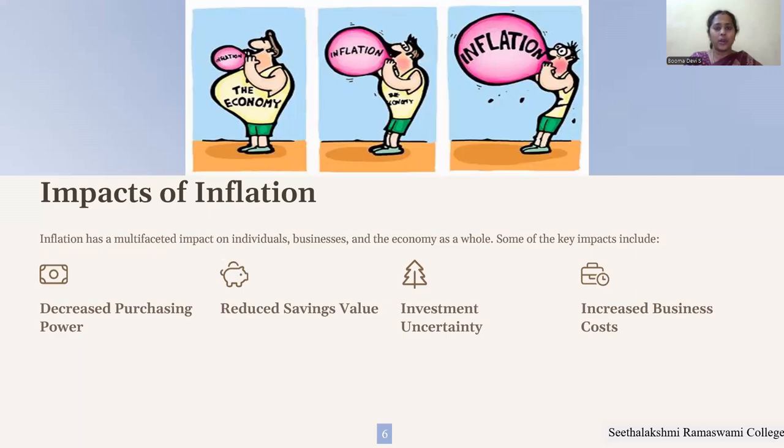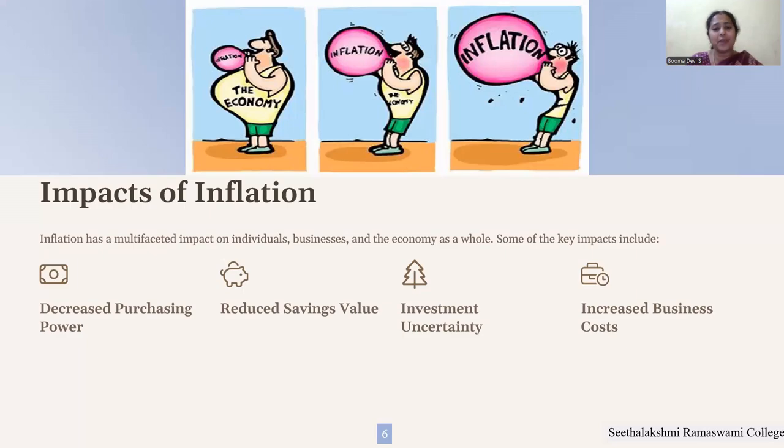The next concept we are going to see is the impact of inflation. Inflation has a multifaceted impact on individuals, businesses and the economy as a whole. Some of the key impacts include decreased purchasing power, which means inflation erodes the purchasing power of money, meaning your money buys less over time.